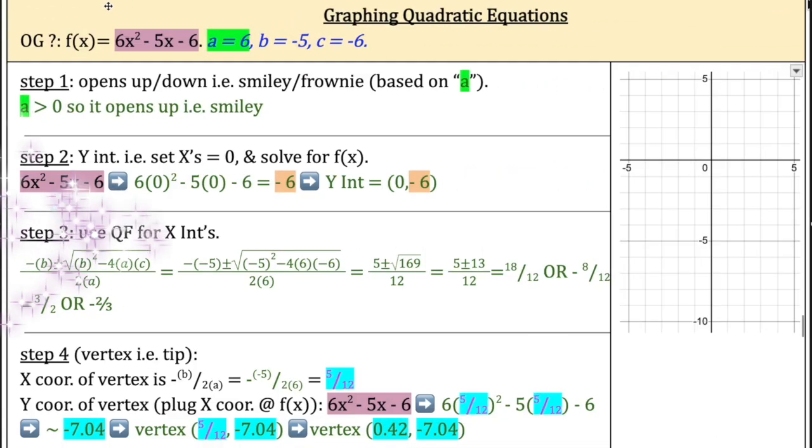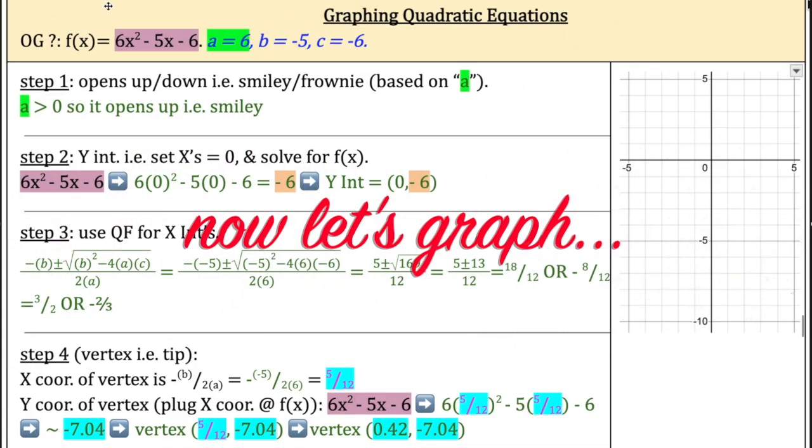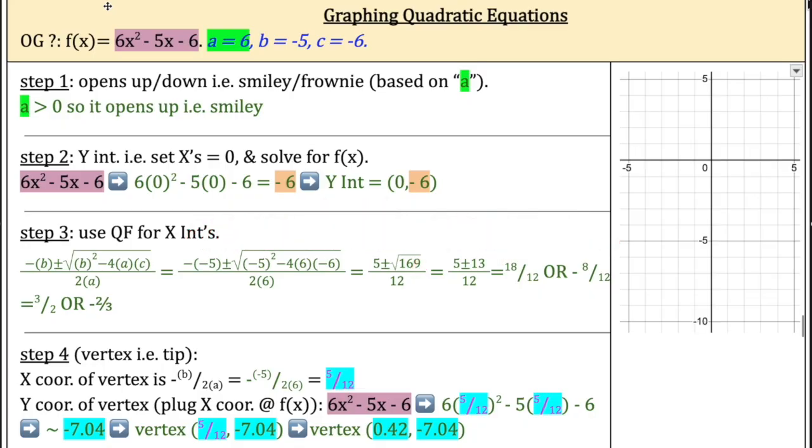Folks, now that we set up the 4 clues, we did the 4 steps, we're going to go ahead and graph right now. So here we go. I'm going to create it using the pen. So we know it's going to be a smiley based on step 1.